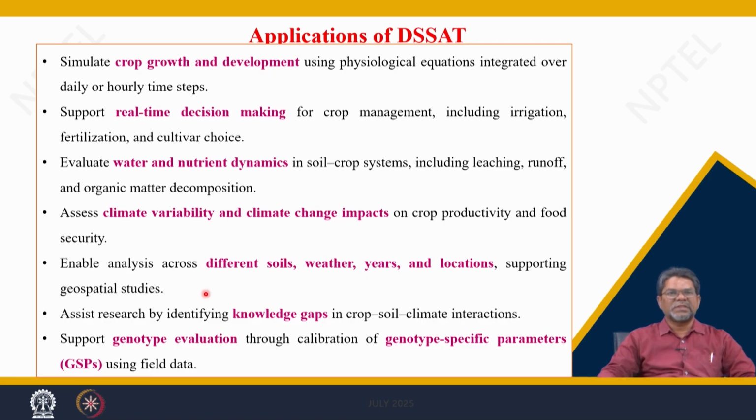This assists research by identifying the knowledge gaps in crop-soil-climate interactions. So, this supports the genotype evaluation through calibration of genotype coefficient parameters using field data. As you discussed, the field data is used; you have the experiment data that can be utilized for the estimation of the genotype parameters in these crop models.